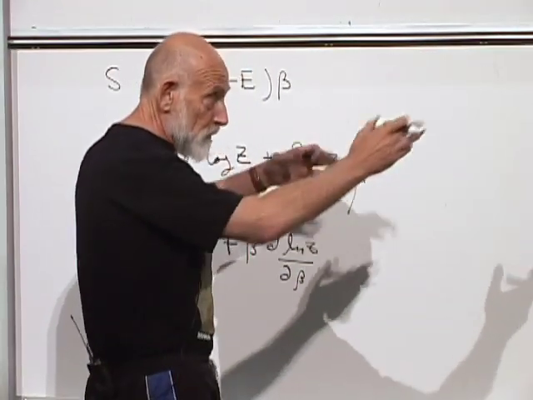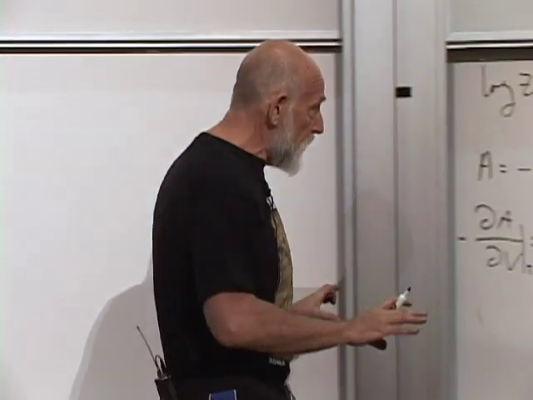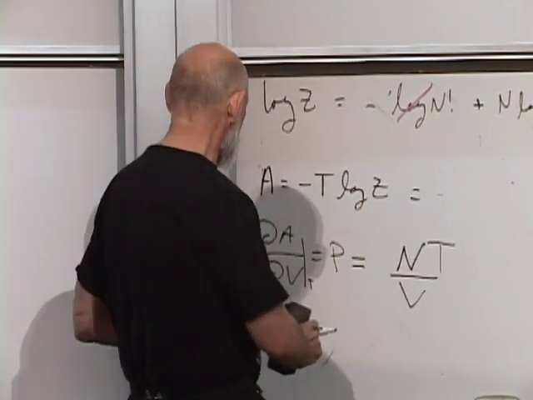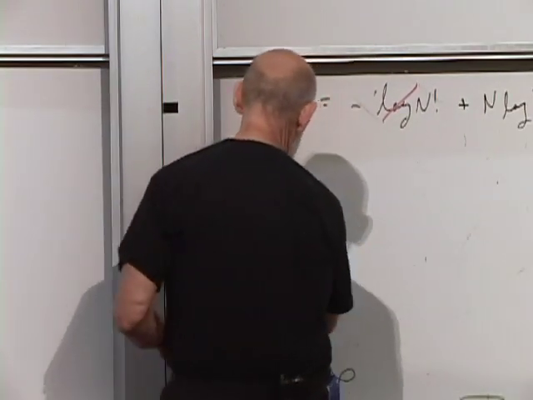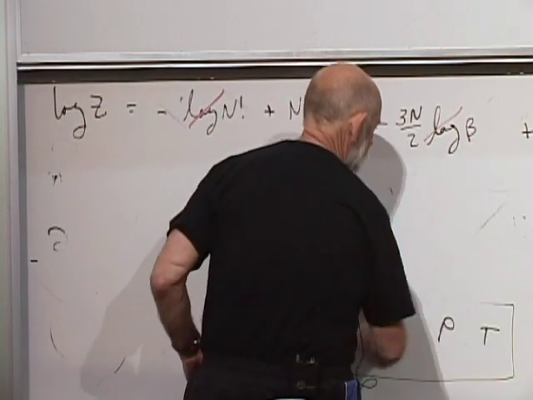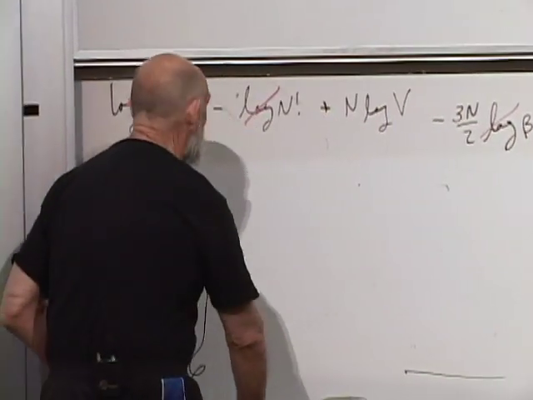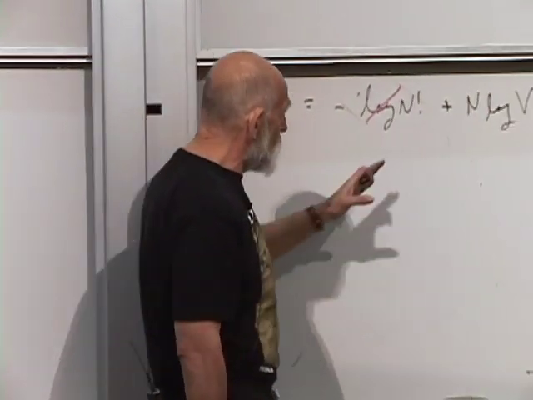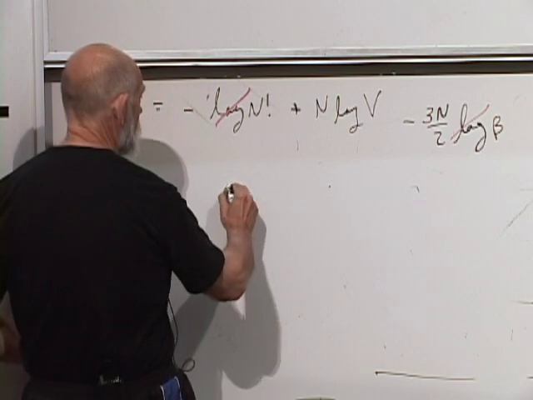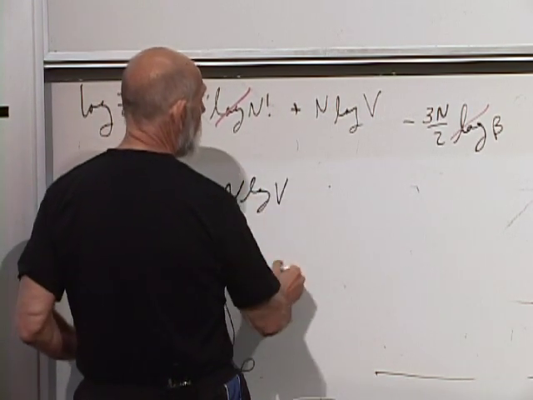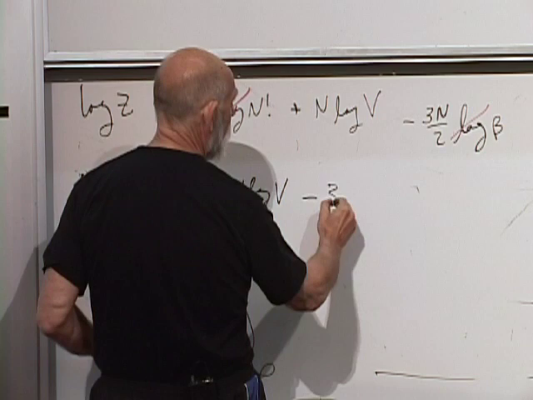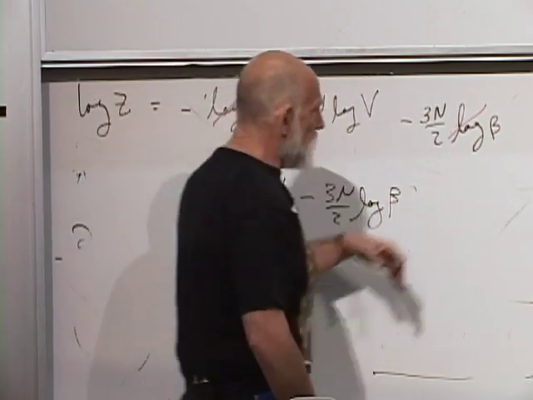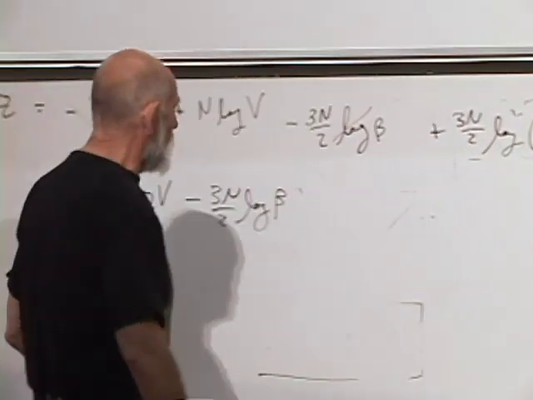It's not too bad a mess, but just for the free gas alone, it has logarithms in it, and logarithms are sort of hateful. It has things which are logarithms and things which are not logarithms. So let's see what it has. It has logarithms of z, which is all this stuff. In particular, the important pieces of it are n log v minus 3n over 2 log beta, plus this constant stuff over here, which is not important when we differentiate it.